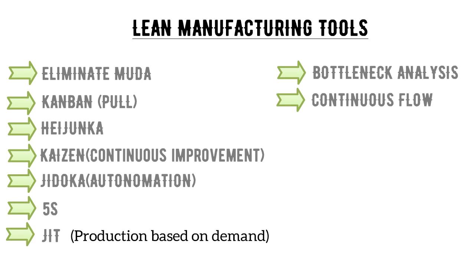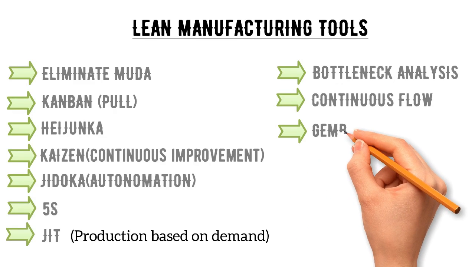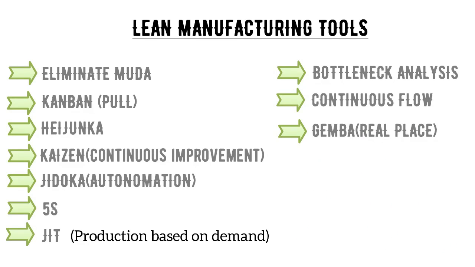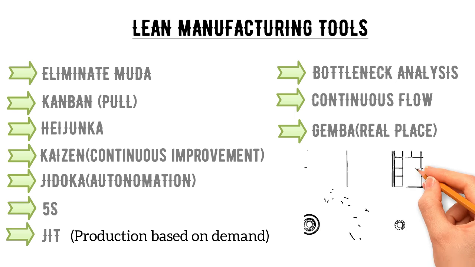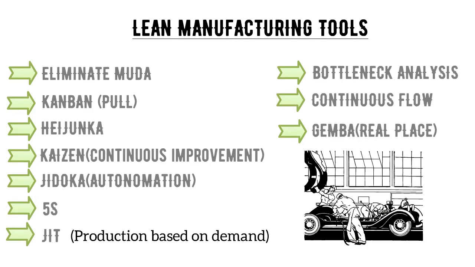And then we have Gemba, which means the real place. It's a philosophy that reminds us to get out of our offices and spend time on the plant floor. It's a place where real action occurs. So how does it help? It promotes a deep and thorough understanding of real world manufacturing issues by first-hand observation and by talking with plant floor employees. So these are the important lean manufacturing tools.